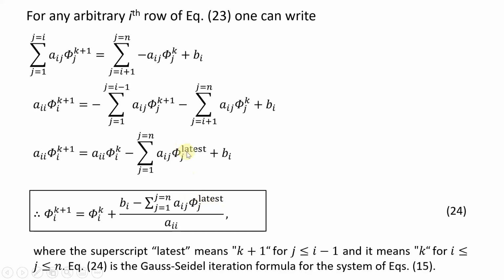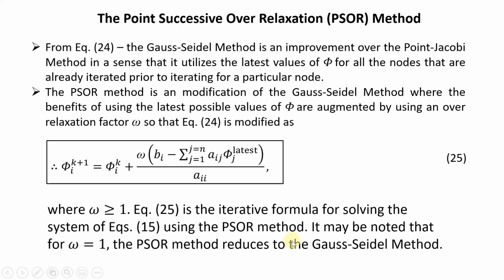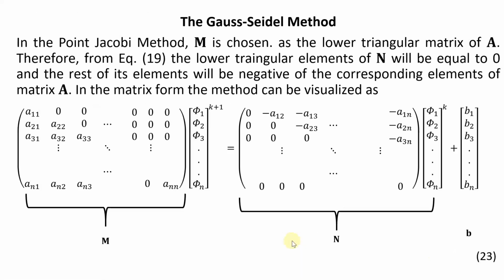Now here in equation 24 and the equation before that, the superscript latest actually refers to values from the k plus 1 iteration for j less than or equal to i minus 1, and for i less than or equal to j less than or equal to n, latest means the kth iteration. So what we are doing basically in this method, we are using the latest values of all the solutions which are already computed by the time we arrive at the equation for obtaining the solution at a particular node.